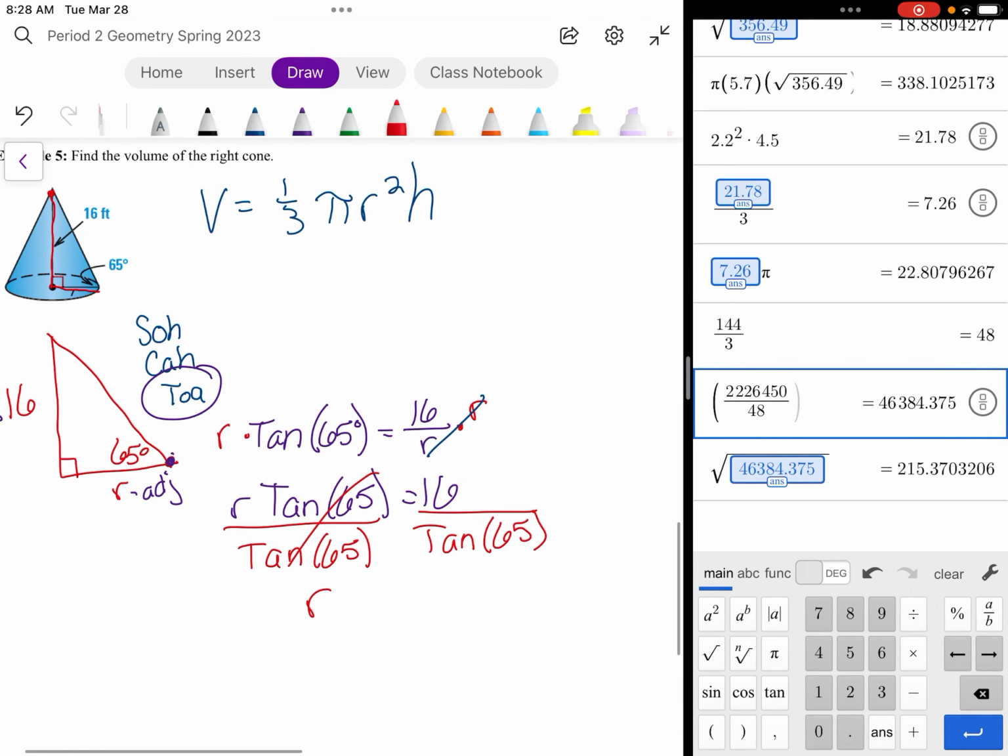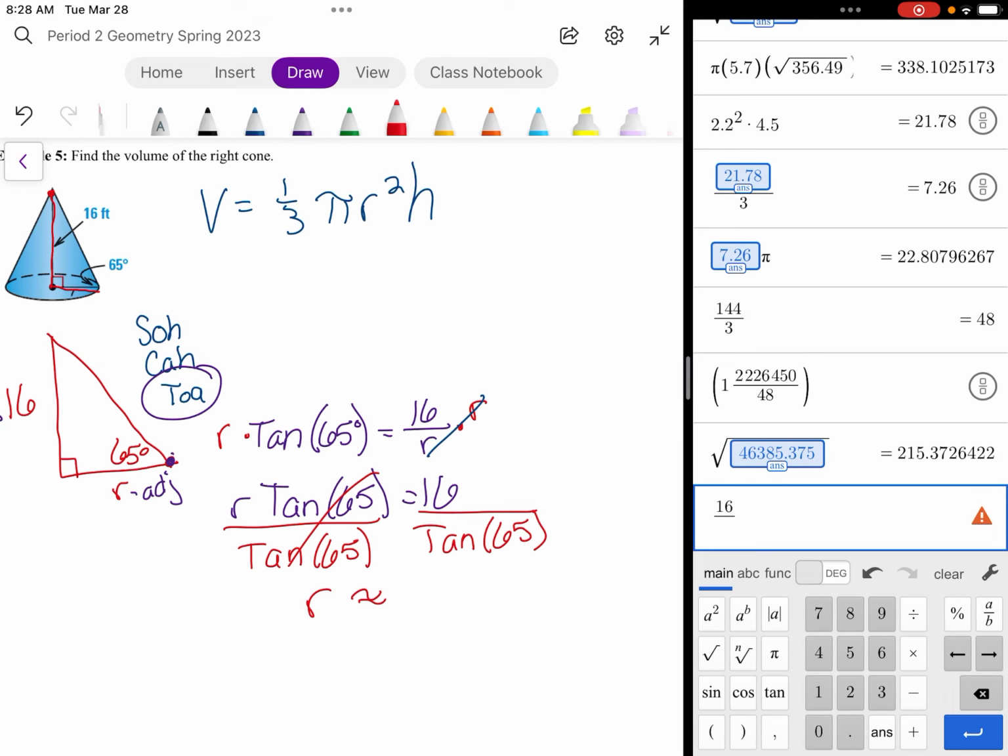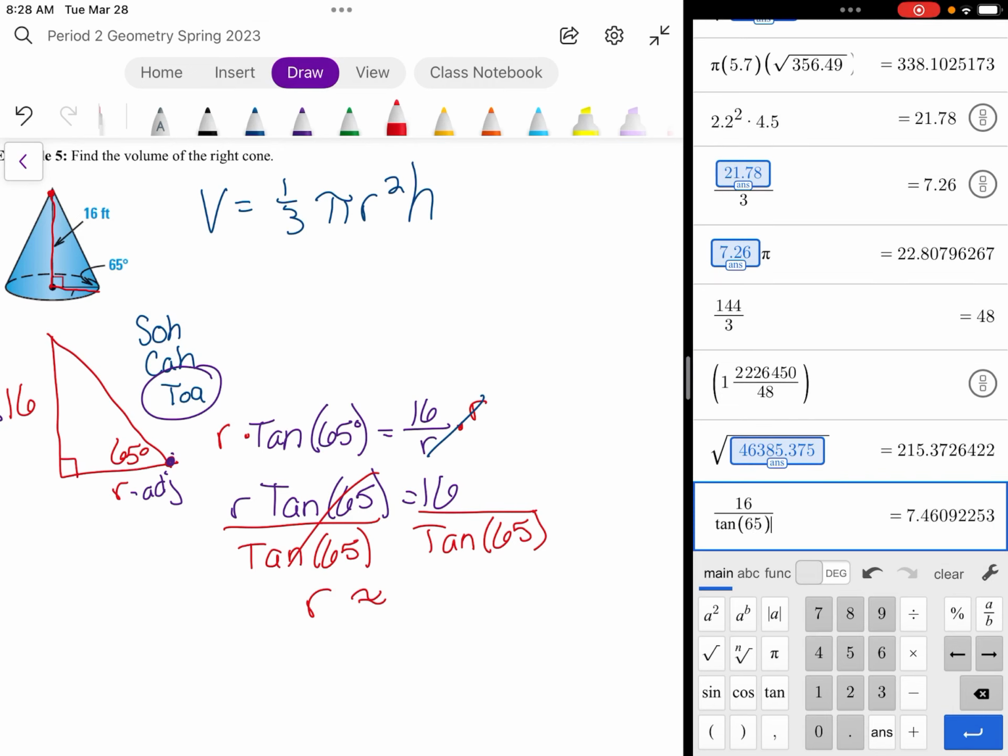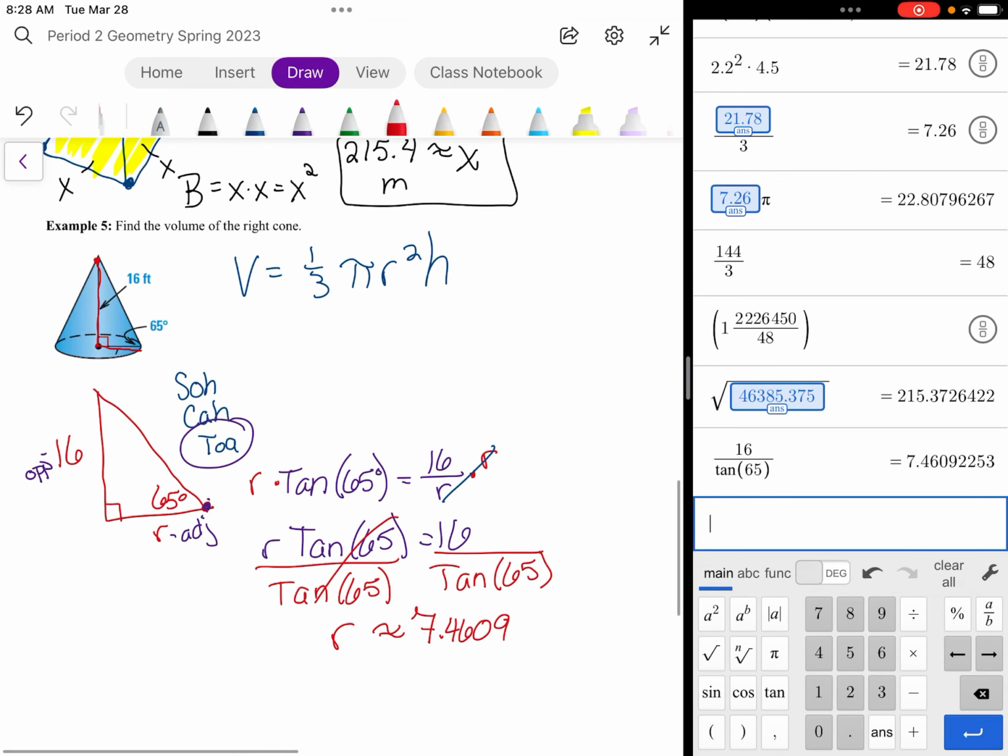Once you have that, you can type it into your calculator, and this is not our final answer, so we are going to round to 4 decimal points. That's about 7.4609. Now we have everything to find the volume.